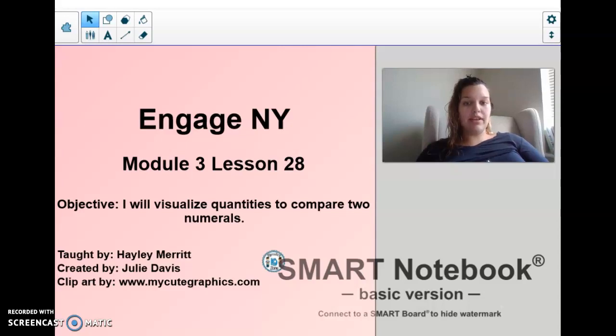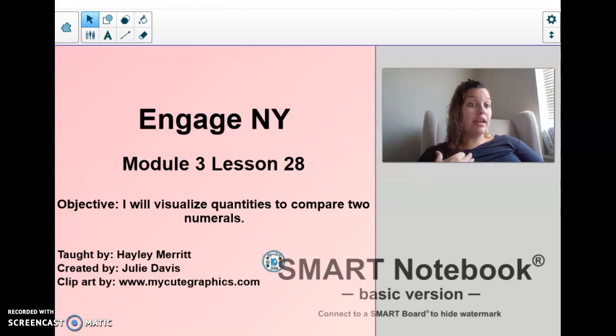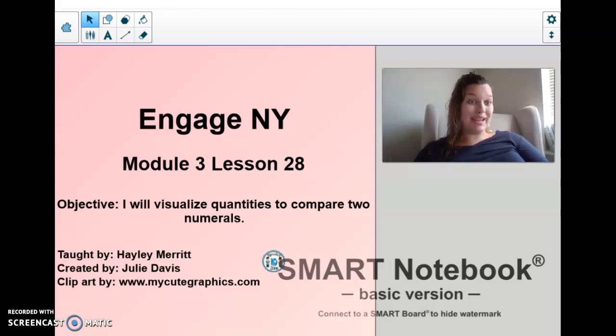And our objective is I will visualize quantities to compare two numerals. So we're going to just look at the numbers and we're going to know what number is bigger or what number is smaller, depending on the question being asked.